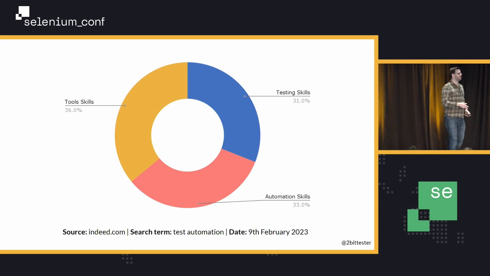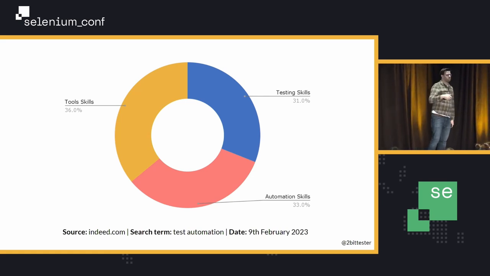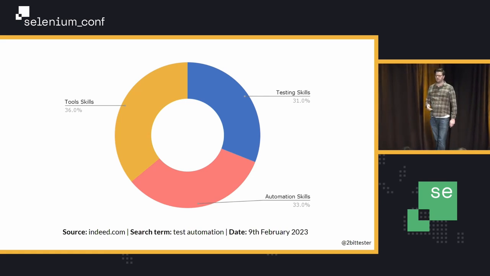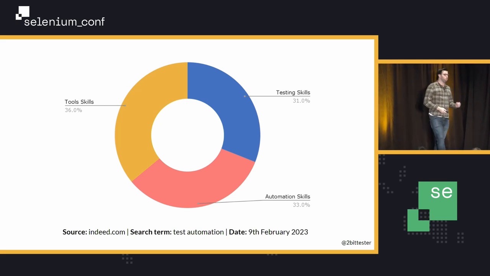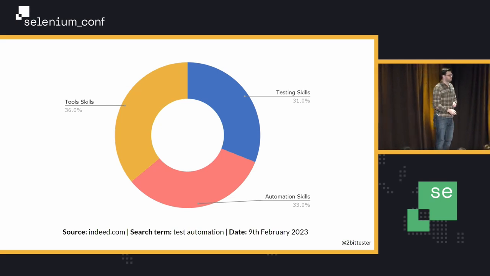Then there's automation skills, and these are ones that don't explicitly mention tools, but talk about some of the things we do in the automation space. Maintaining flaky tests, knowing what to automate, setting up environments, pipelines, that sort of stuff. And then tool skills. Literally, you must learn these tools.